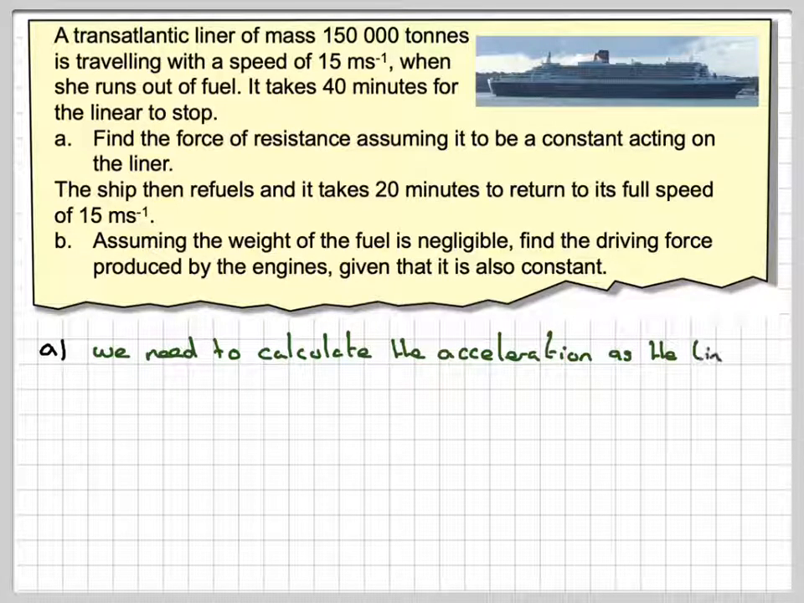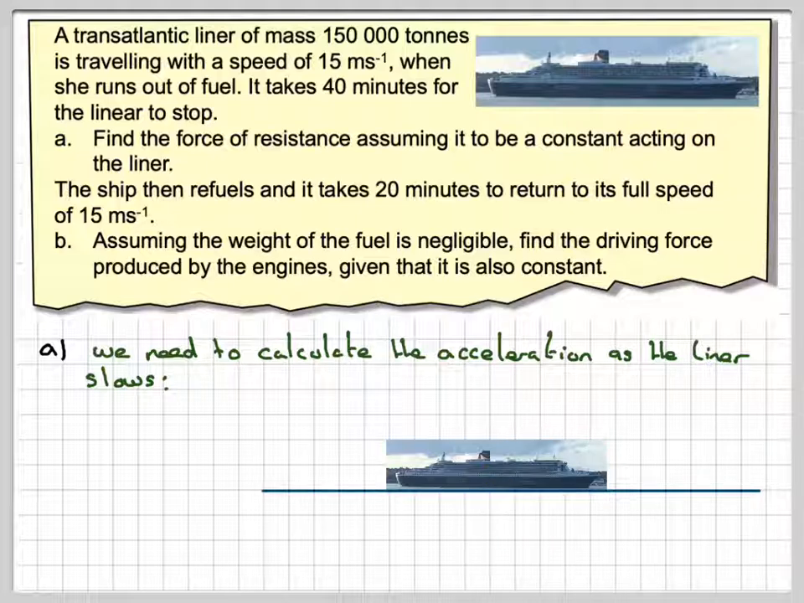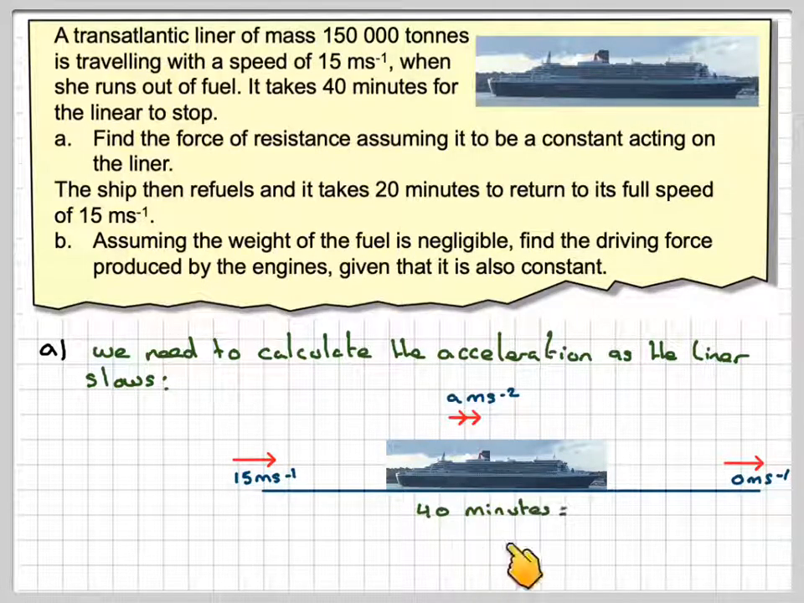So let's make some sort of diagram. So we've got our liner. We've got the initial velocity, which is 15 meters per second. We've got an acceleration, and as it's slowing down, this acceleration will be negative, and the final velocity will be 0 meters per second. 40 minutes is going to be 40 times 60 seconds, which is 2,400 seconds. And we're going to take that direction as being positive.